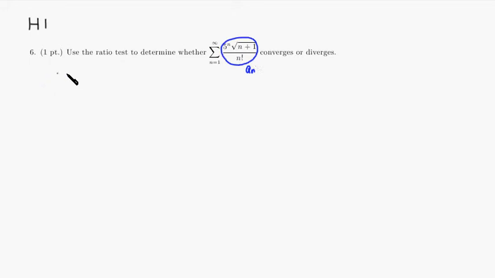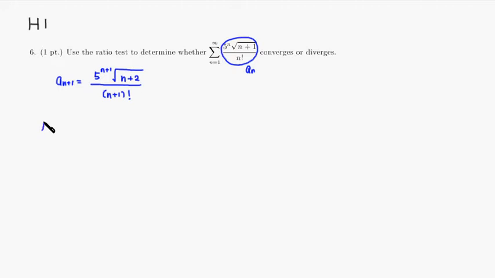Then a_(n+1) would be, every time you see n, we're going to replace it by n plus 1. So it's going to be 5 to the n plus 1, and then you have a square root of n plus 1 plus 1. So can I write it n plus 2? N plus 2 here, right? Then divided by n plus 1 factorial. Right? So we're going to do a ratio test.